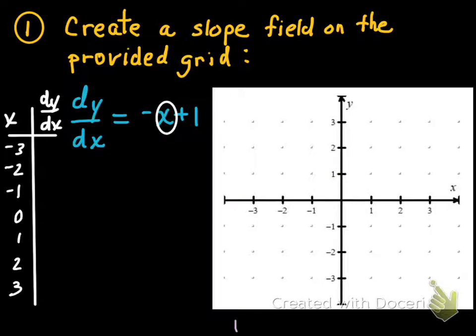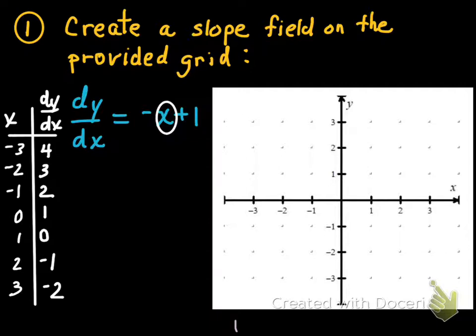Now what I do with each one of those is put them into my differential equation. I put a negative 3 in for x first of all, and I got 4. Let's see how. If you look at your differential equation, you have to take the opposite of x. So I'm taking the opposite of negative 3, which is 3, and adding 1 and getting 4. So when x is negative 3, dy dx is equal to 4. I'm going to complete my table doing the same math for each input.